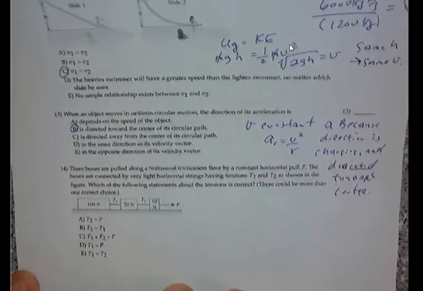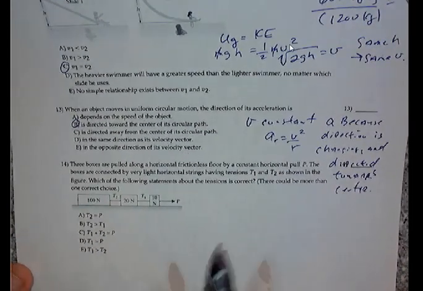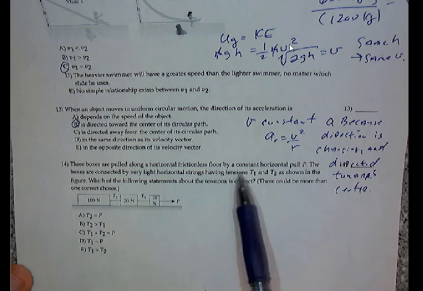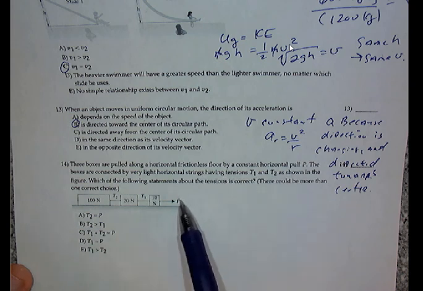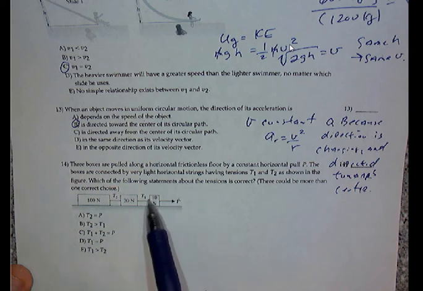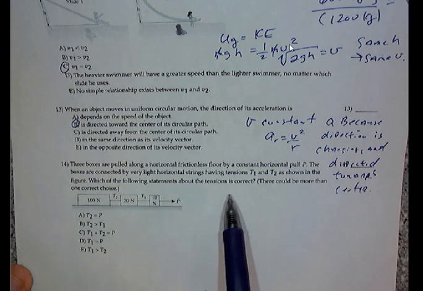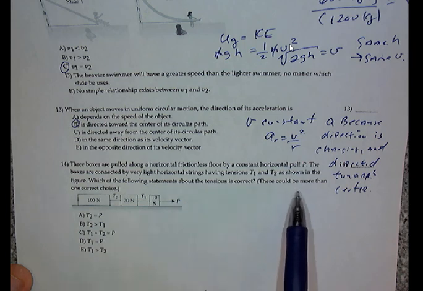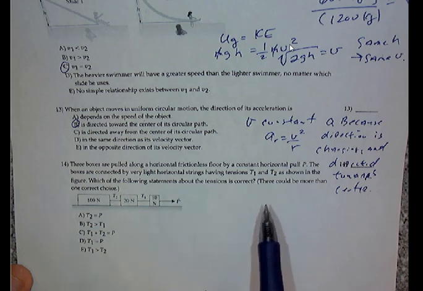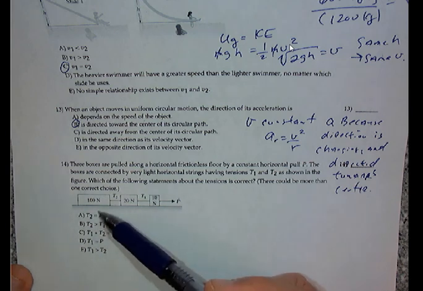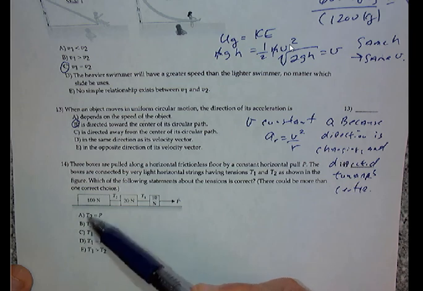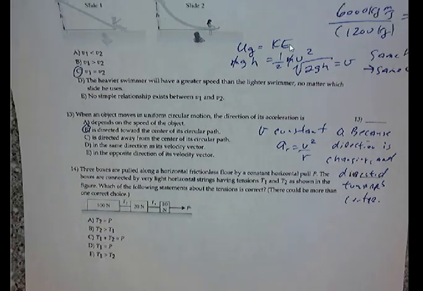Okay, and finally the last one. Three boxes are being pulled along a frictionless floor with constant pull P. The boxes are connected by very light horizontal strings, and this is T1 and this is T2. Which of the following statements about the tension is correct? It says there could be more than one correct choice, but on the actual test, there will just be one of these, A through E, that is correct.